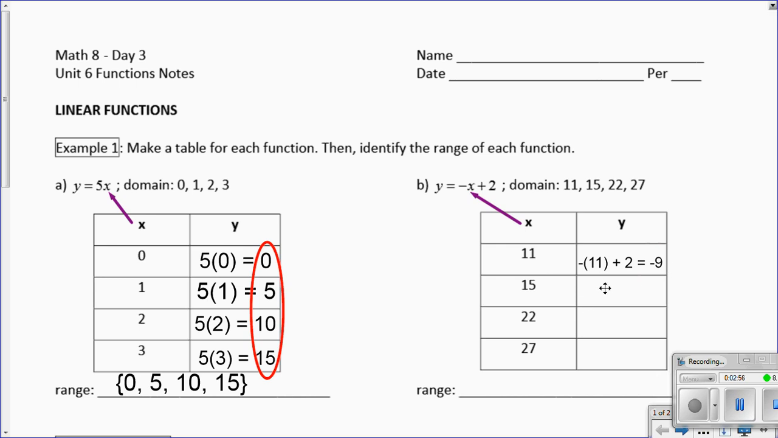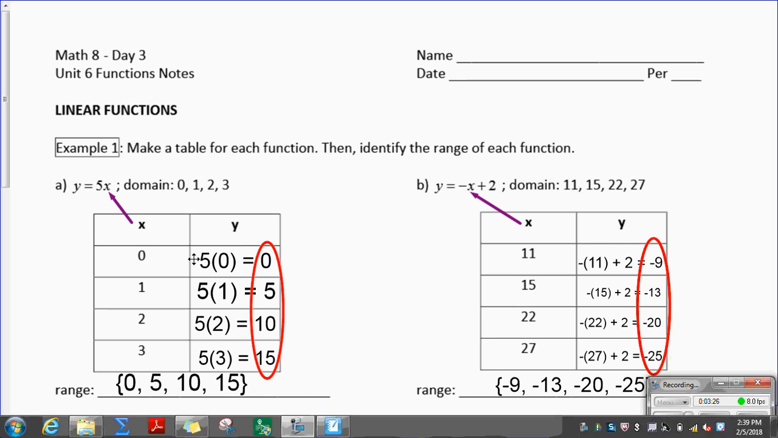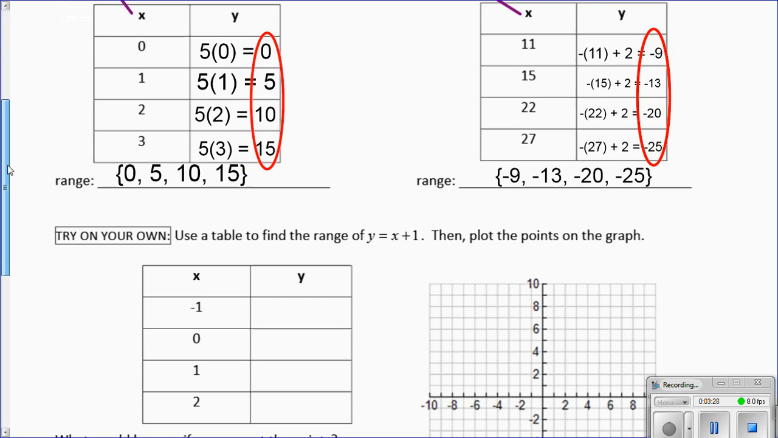I plug in 15, it becomes negative 15 plus 2, which equals negative 13. Plug in 22, negative 22 plus 2 equals negative 20. Plug in 27, I get negative 25. So again, these are my y values, so this is my range. Okay, and I just write it out, and for some reason I did this from greatest to least. Okay, so yes, the order does matter, but I'm not too particular about it.